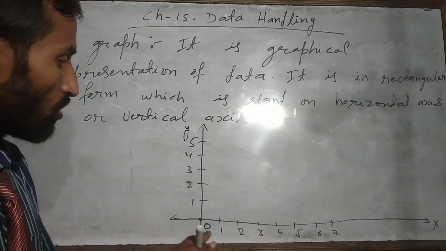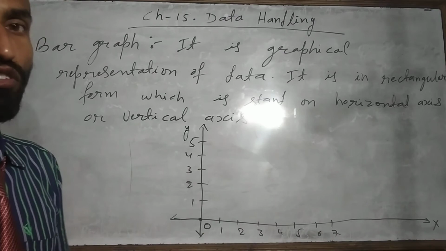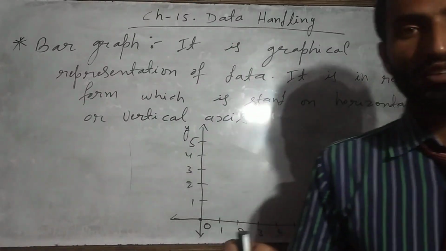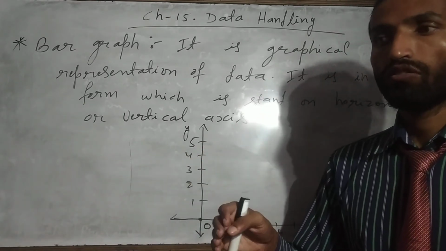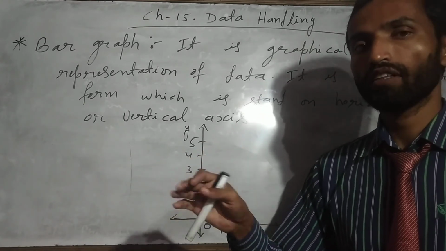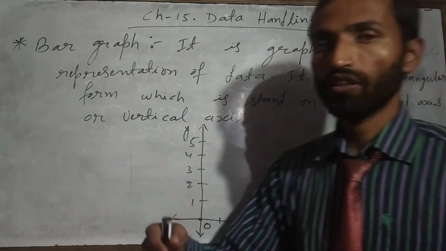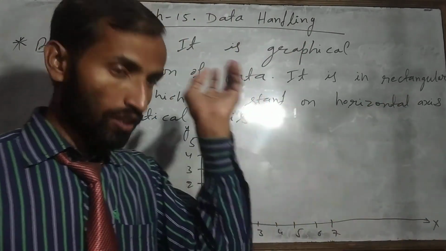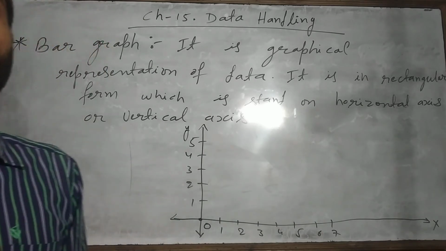Right now I have taken intervals of 1. But depending on the question, if the values given are higher, we will take class intervals of 10, 20 like that, or 0 to 5, 5 to 10, or 0 to 100, 100 to 200, 200 to 300. Maybe 1000 also, maybe 10,000. It depends on the values of the information given in the table.